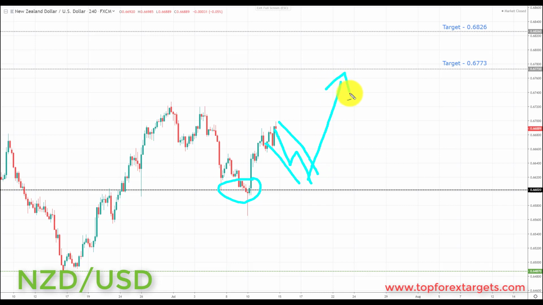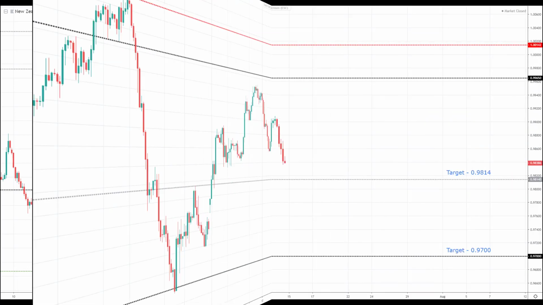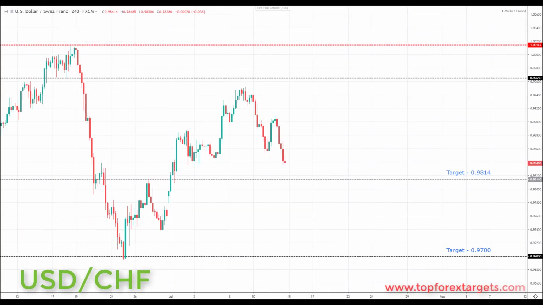And we're going to be looking at initiating longs up towards the next key area of resistance, the upside and the target set from last week at 0.6773. And if we can get a breakthrough here, we're going to be looking up towards the next key area of resistance, the upside and target 2, the 0.6826. So next market we're going to look at is US dollar Swiss franc.